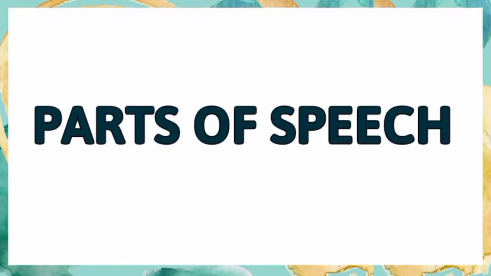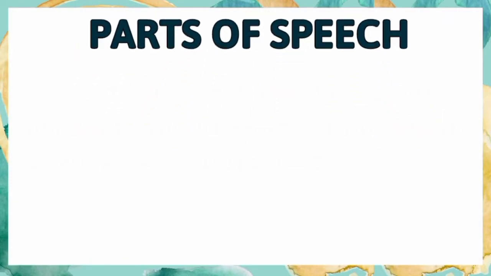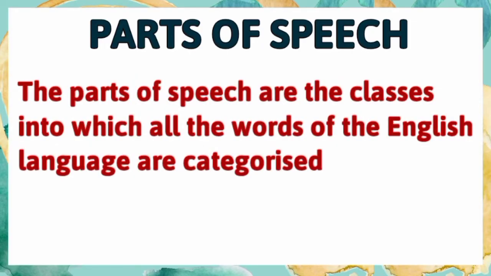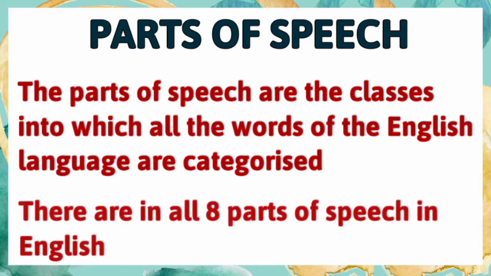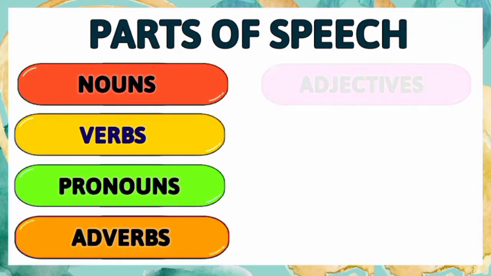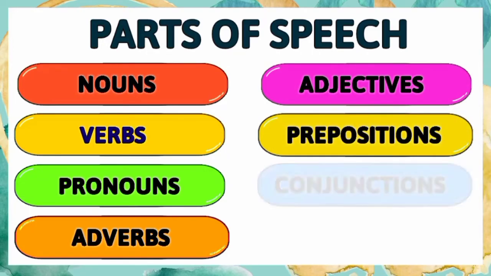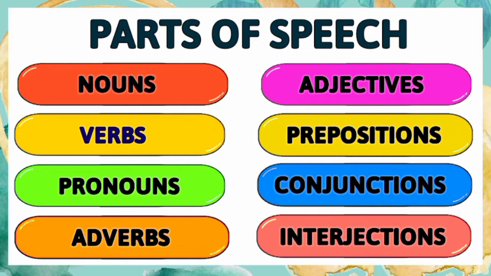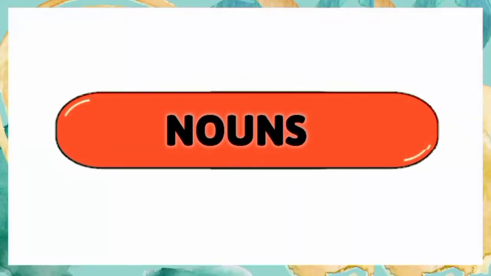Parts of speech. The parts of speech are the classes into which all the words of the English language are categorized. There are in all 8 parts of speech in the English language, and they are noun, verb, pronoun, adverb, adjective, preposition, conjunction, and interjection. Now let's know about all the parts of speech one by one with their definitions and examples. Starting with nouns.